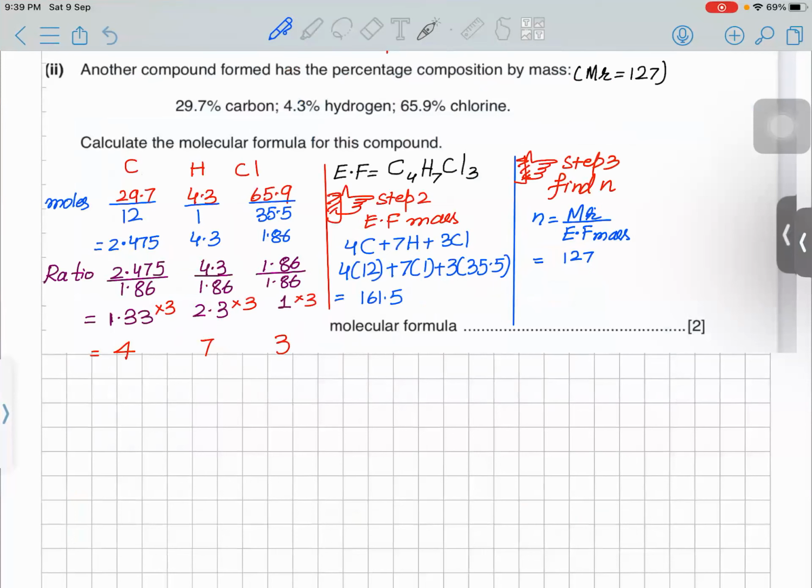Our answer is 2.475, 4.3, 1.856. So 29 point, okay, C4 H7 Cl.